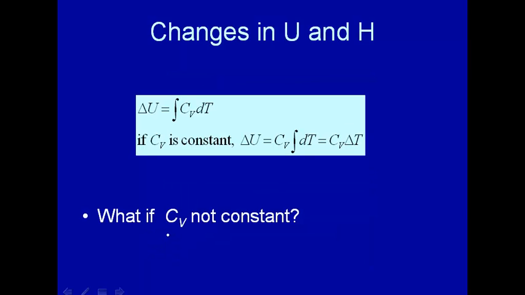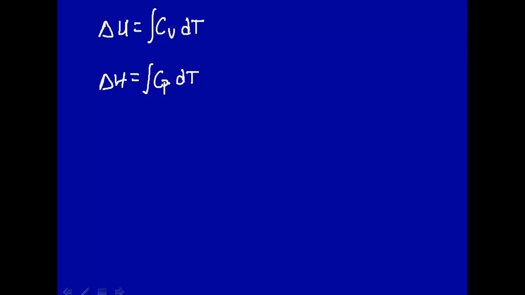What if CV is not a constant? Well, what does that mean? We'll start here. Delta U is the integral of CV dT. And if CV is not a constant, if it does depend on temperature, you can't pull it out of the integral. It has to stay in the integral. Same way with delta H. Delta H, remember, was the integral of Cp times dT. And if Cp is not a constant, if it does depend on temperature, you can't pull this out. So you have to know how CV and Cp depend on temperature in order to determine this.